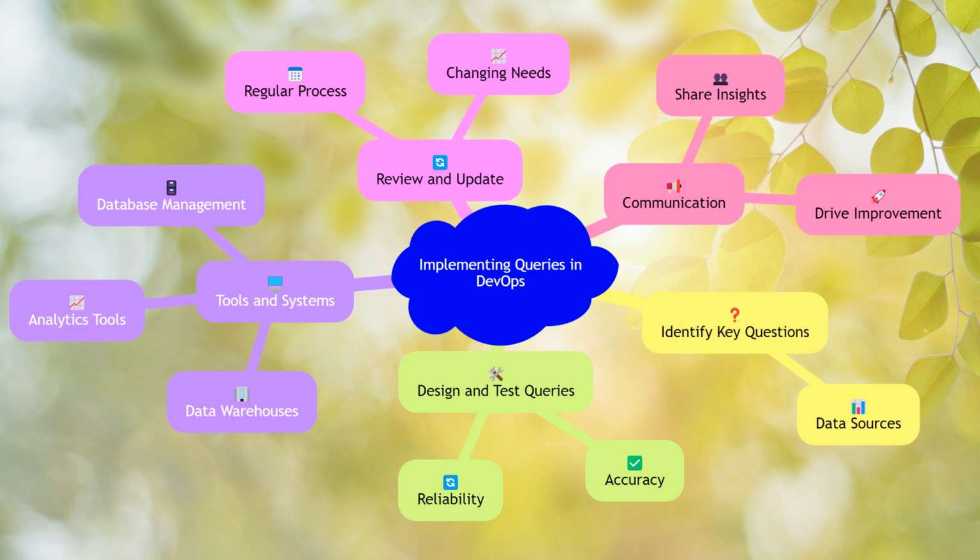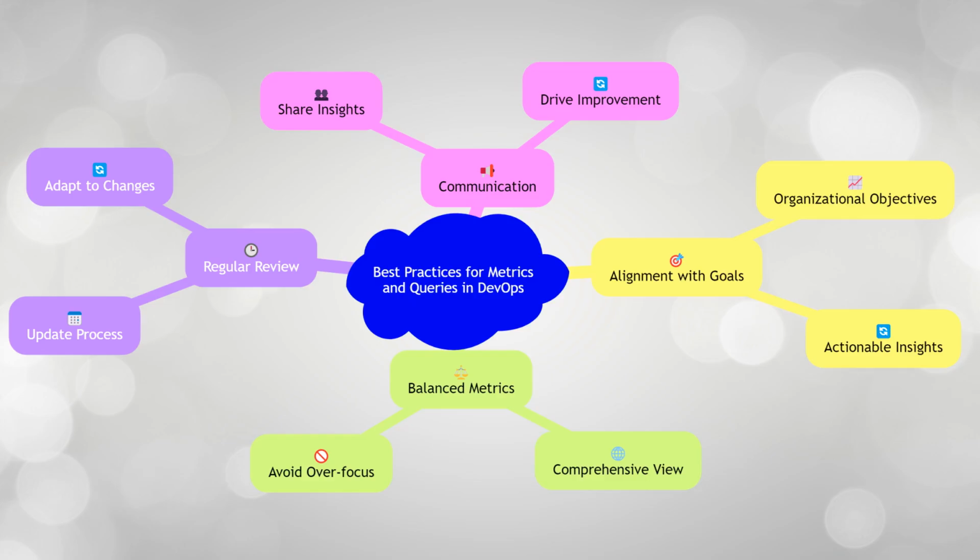There are several best practices to keep in mind when designing and implementing metrics and queries in a DevOps environment. First, it is important to ensure that the metrics and queries are aligned with the organization's goals and objectives. They should be actionable, providing insights that can drive improvements and changes in behavior. It is also important to ensure that the metrics and queries are balanced, providing a comprehensive view of the system without focusing too much on one aspect.